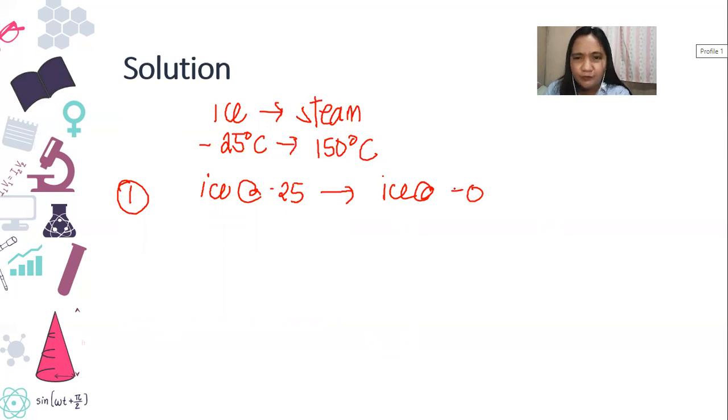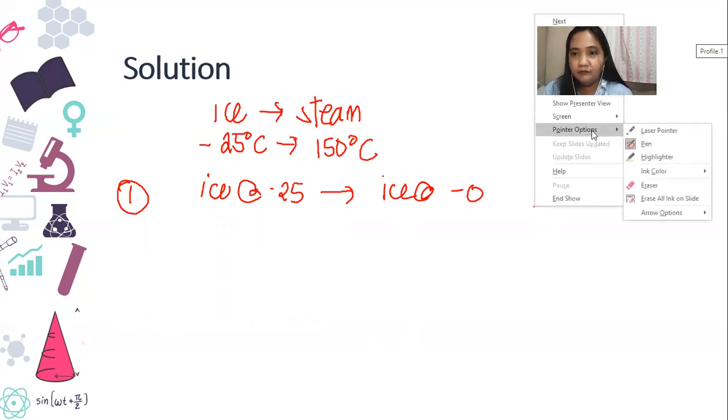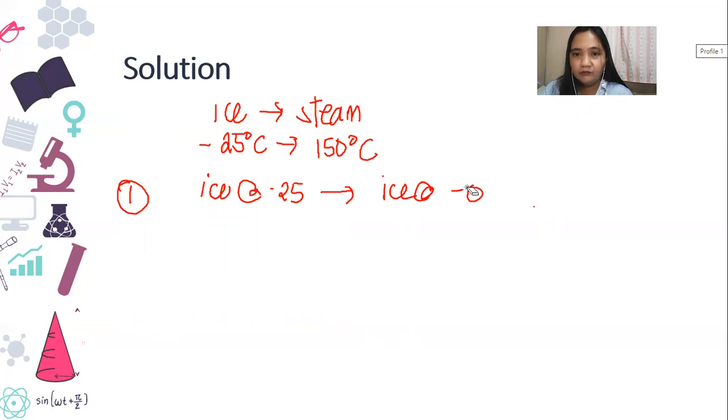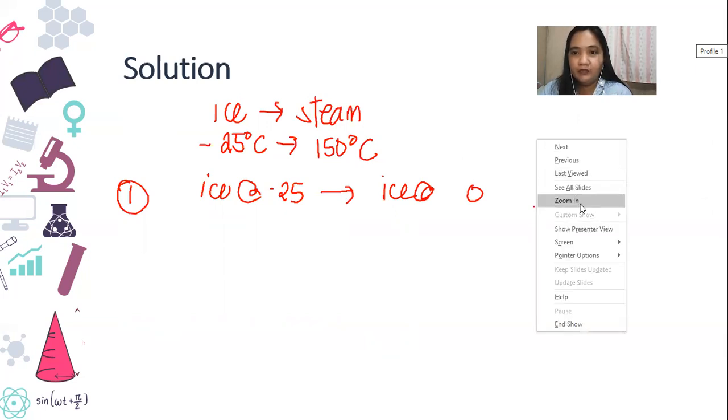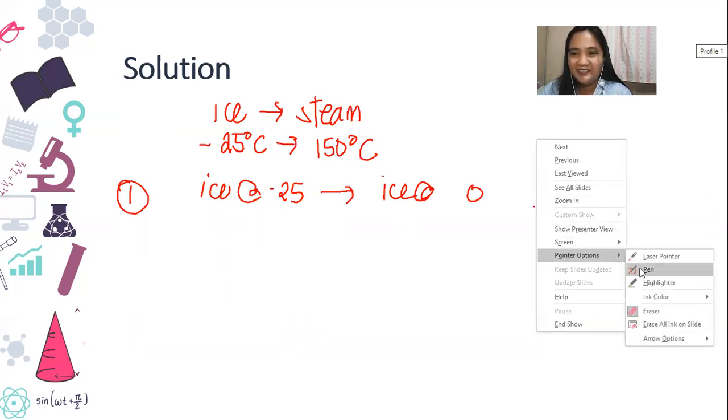Why did I even put negative? I'm sorry, let's remove that negative. I hope I can delete that. It doesn't get deleted. So instead, I'm going to use my pen tool. I have an eraser. There you go. Why did I even do that? So ice at 0 degrees. Okay. So let's get my pointer again.